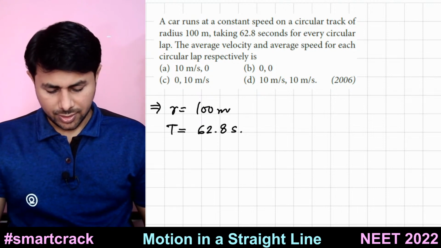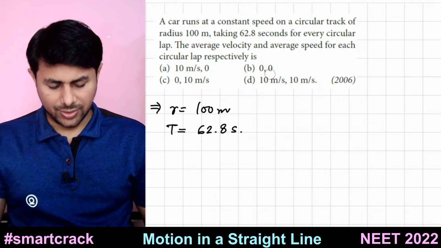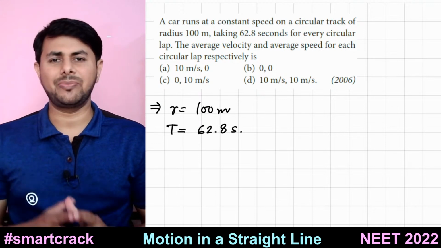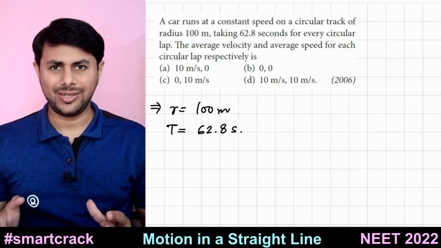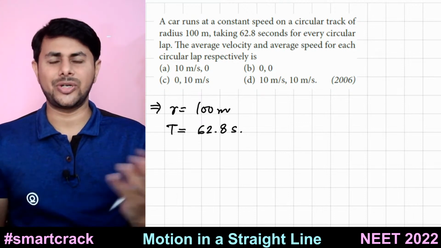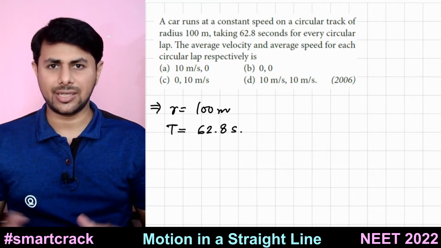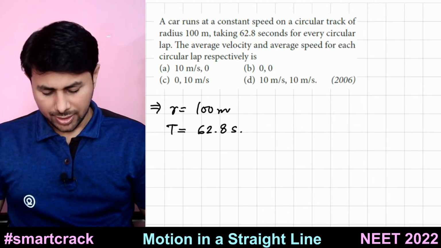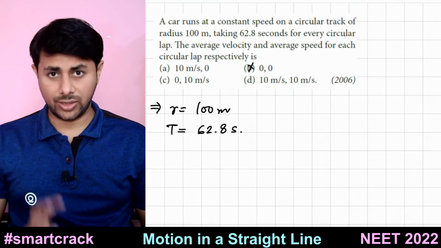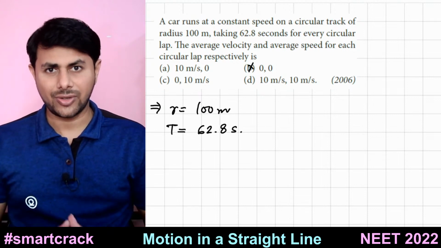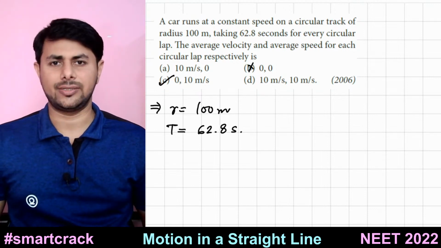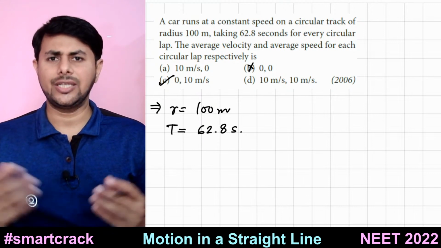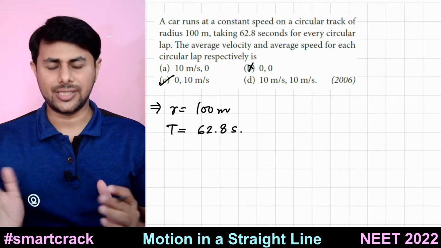And then what is average speed? Clearly, average speed cannot be equal to 0, because it will cover some distance. Average speed is total distance covered divided by total time taken, so it cannot be equal to 0. So this cannot be the answer. If you ask me, we need not even solve this. This will be the answer, and we can just check. Okay, let's solve and check.